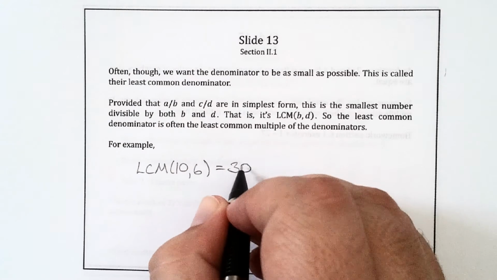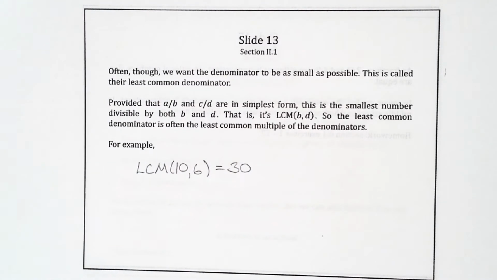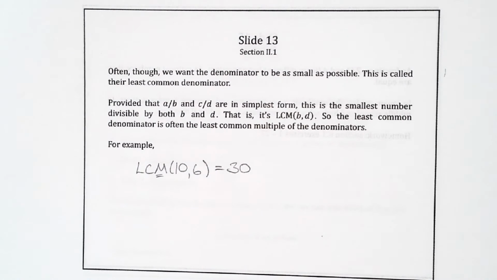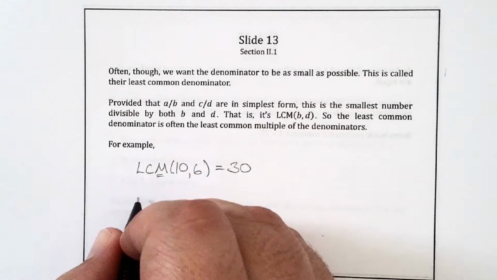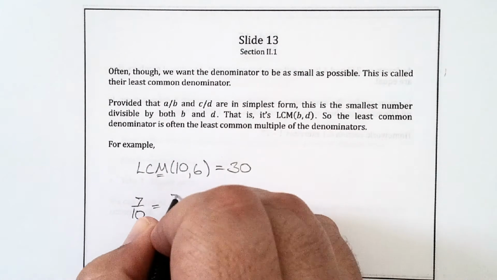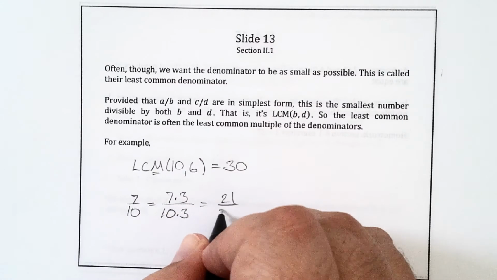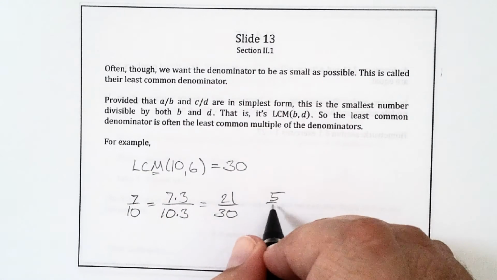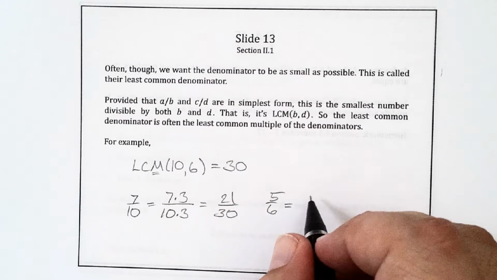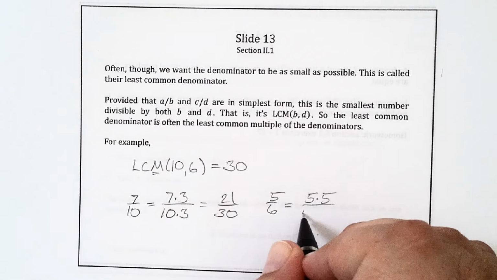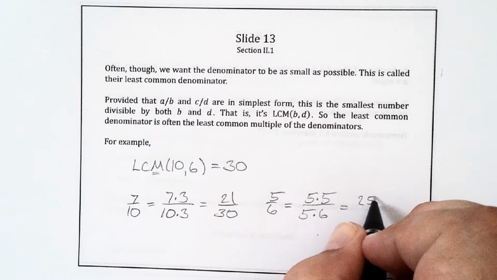If you thought the answer was 1 or 2 or something like that, it means you're mixing the word multiple up with the word divisor. Remember how many times I lectured you about that in the first semester. We're looking for the smallest thing that 10 and 6 both go into, which is 30. So that's going to be our common denominator here. 7 over 10 is 7 times 3 over 10 times 3, which is 21 over 30. And 5 over 6 is 5 times 5 over 5 times 6, which is 25 over 30.